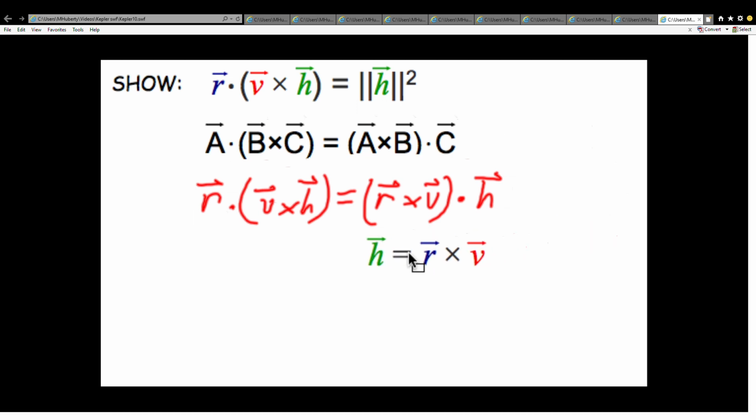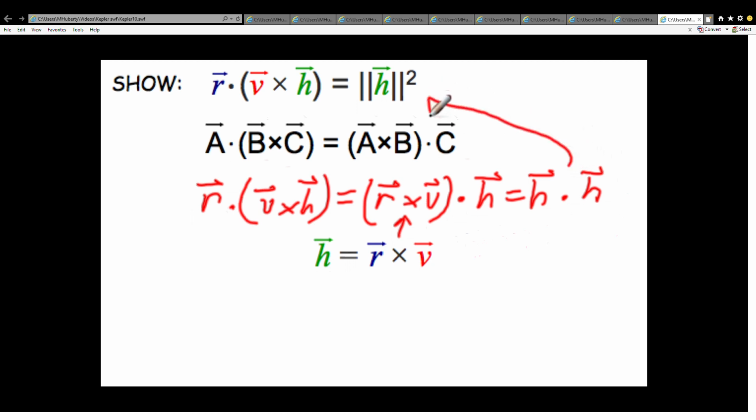When we initially worked with r cross v, that's how we defined h. That was the original definition of h. So we plug that in here, and that just means we get h dot h. What is h dot h? h dot h is the magnitude of h squared. So in fact, we've proven that.